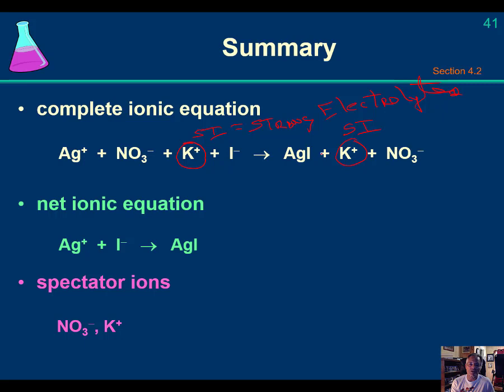It's not doing chemistry. I can say the same thing for nitrates, because if you remember your solubility guidelines, nitrates in ionic compounds are always soluble. Acetates are a different thing. I'll show you why. But nitrates and alkali metal cations will always be spectator ions.